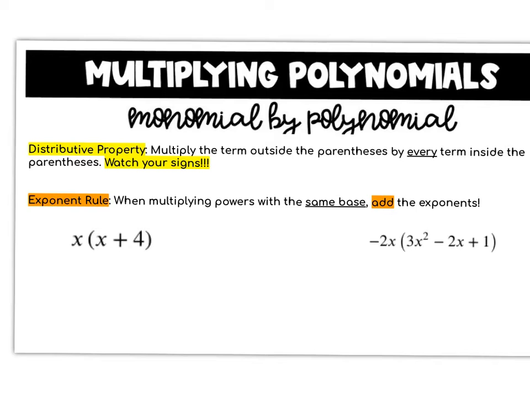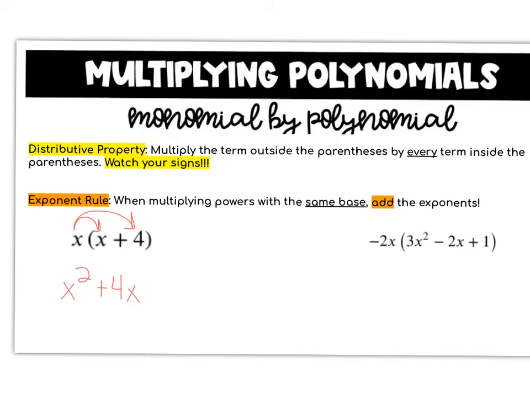So this is what this is going to look like. We're going to have a term outside of a parenthesis, so x times the quantity x plus 4. We're going to multiply x times x, which is x squared, and we're going to multiply x times 4, which is 4x. We're going to check, are these like terms? Can I combine them? No, most of the time you won't be able to, and you're done.